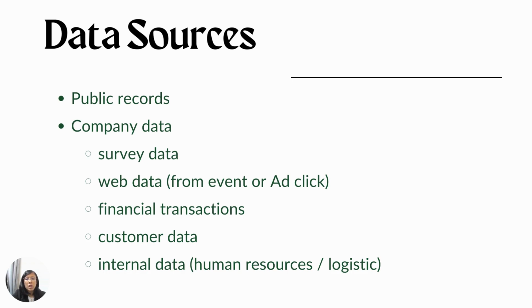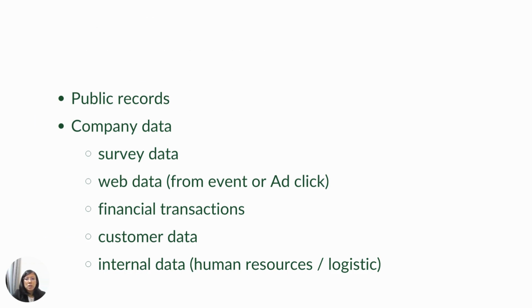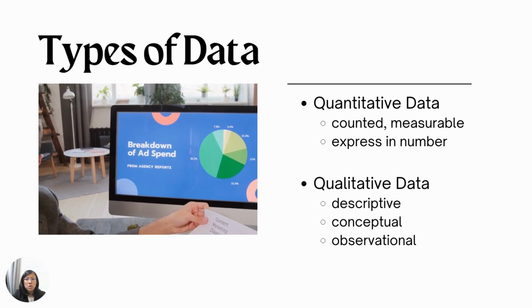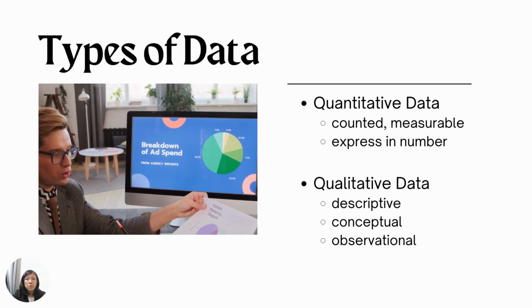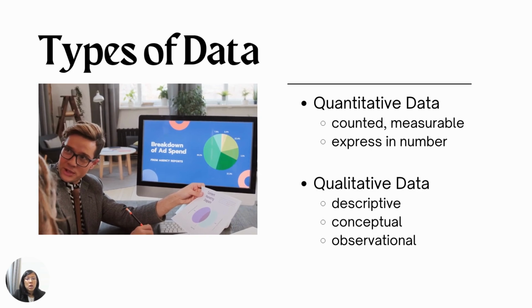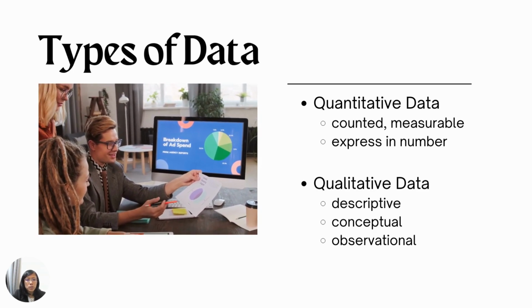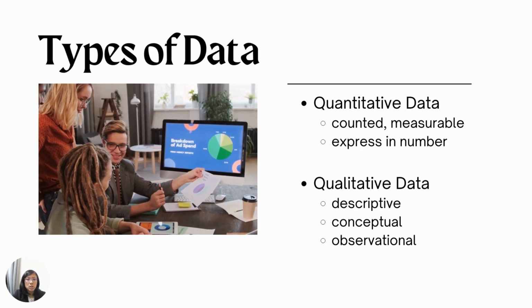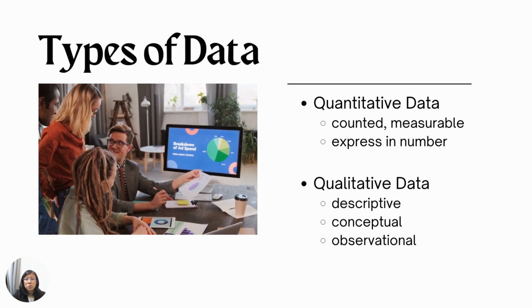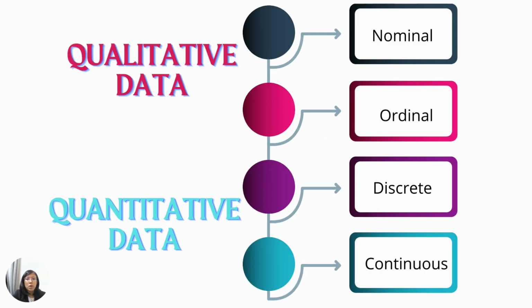So the types of data that we collect, we can classify into two data types. Quantitative data, which are counted, measurable, and expressed in numbers, and qualitative data, which are descriptive, conceptual, and observational data. We can further divide the qualitative and quantitative data.